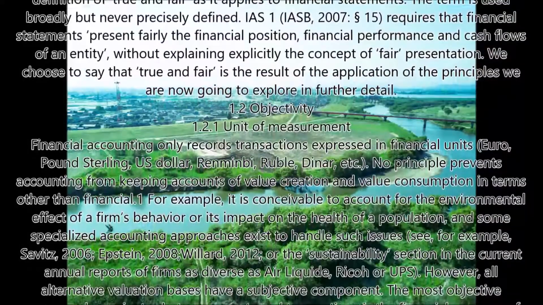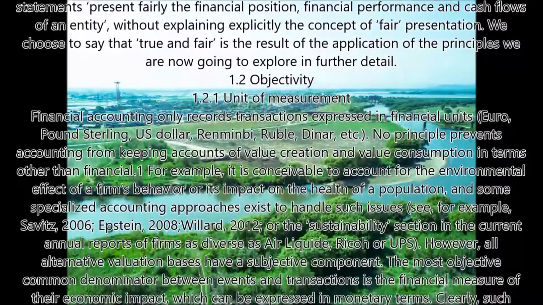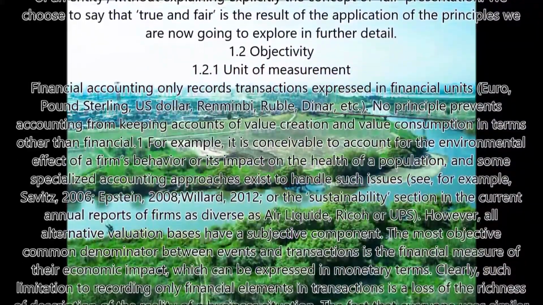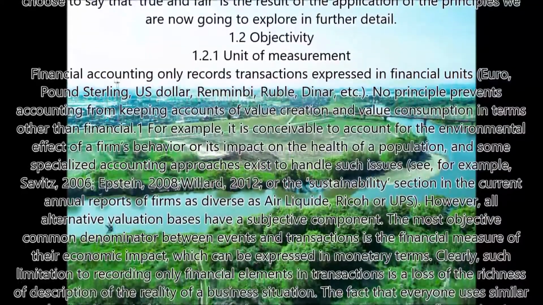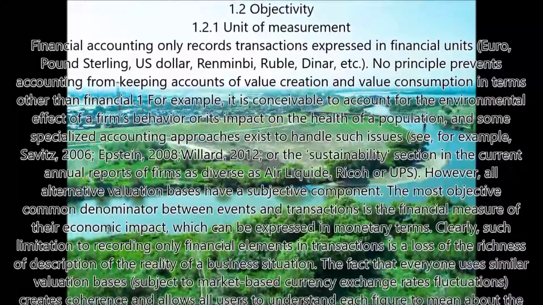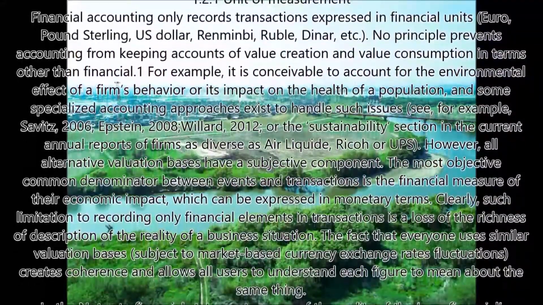For example, it is conceivable to account for the environmental effect of a firm's behavior or its impact on the health of a population, and some specialized accounting approaches exist to handle such issues. See, for example, Savitz, 2006, Epstein, 2008, Willard, 2012, or the sustainability section in the current annual reports of firms as diverse as Air Liquide, Ricoh or UPS. However, all alternative valuation bases have a subjective component.